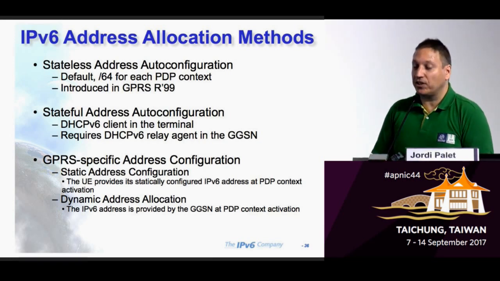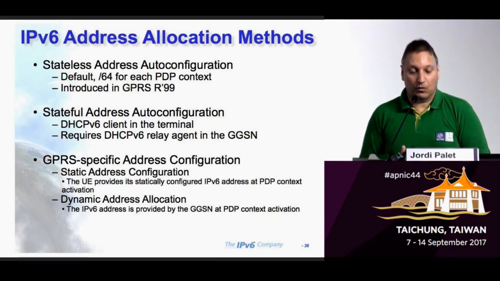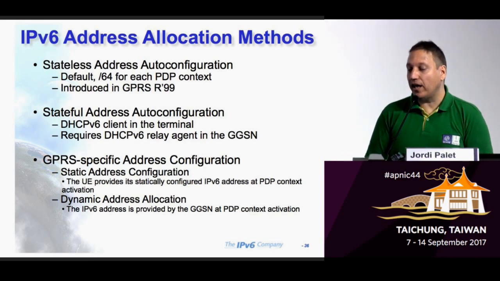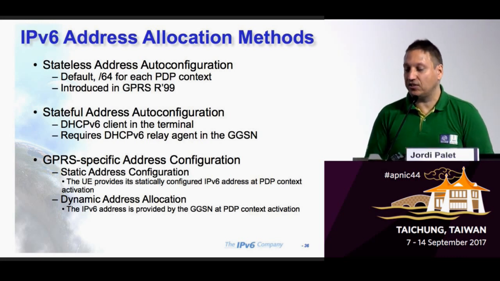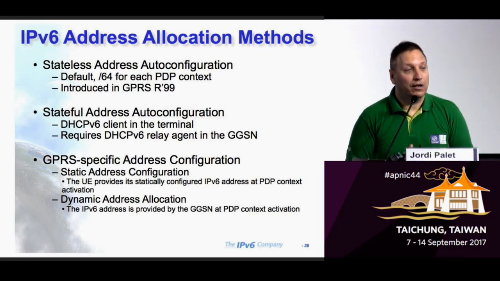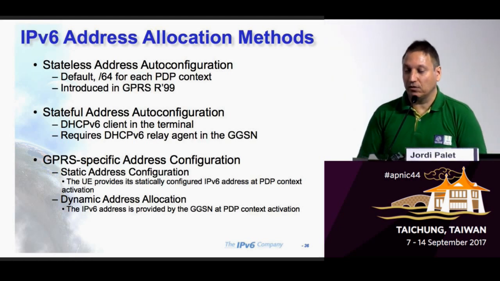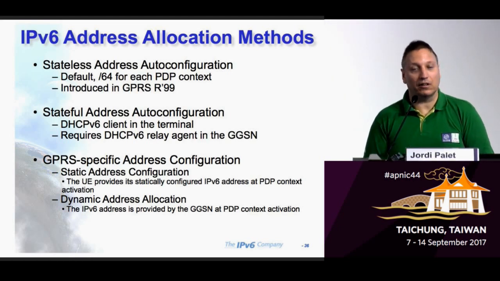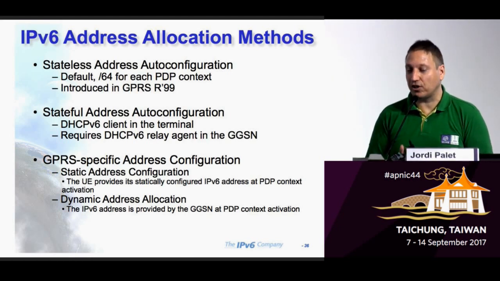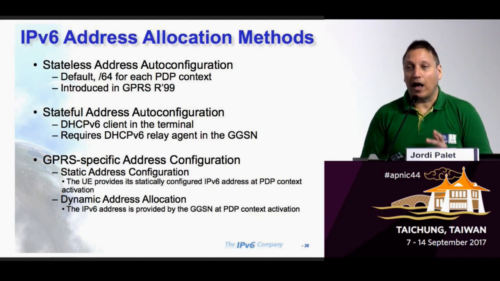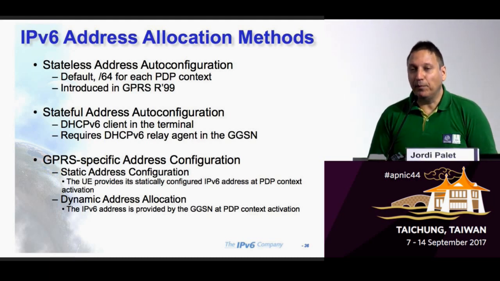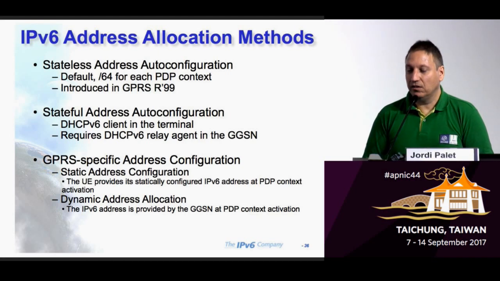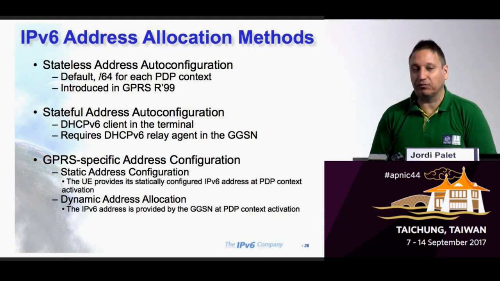How are IPv6 addresses allocated? By default, today, all the cellular phone operating systems are using stateless address auto-configuration. This has been described in specifications for cellular networks a long time ago, and it means basically every PDP context gets, by default, a single /64, okay?